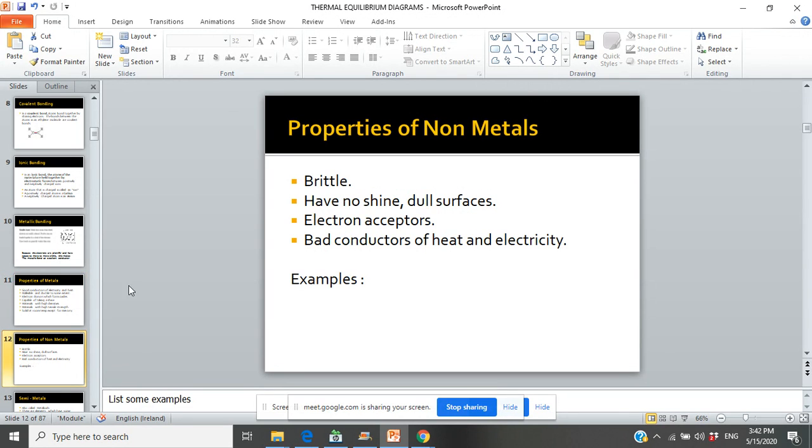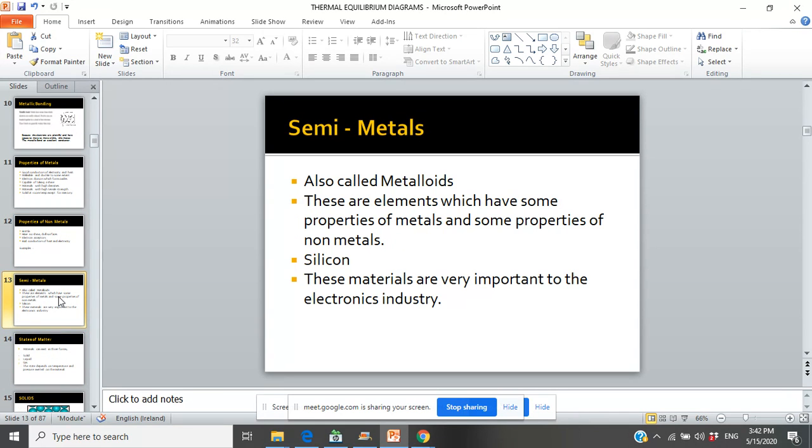Now, that's just more on the properties of metals. We'll look at the properties of non-metals. Sorry, we'll look at the exact properties further down. Okay, semi-metals, here we're talking about alloys. We're talking about materials that can alloy with a metal and a non-metal. Can anybody give me an example of a metal and a non-metal mixing together?